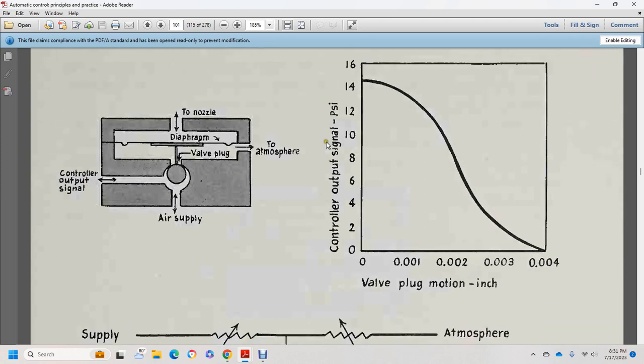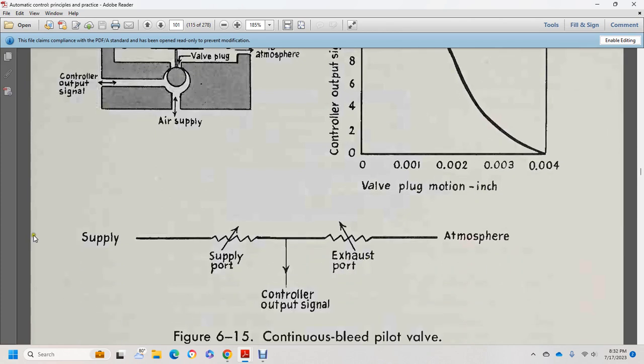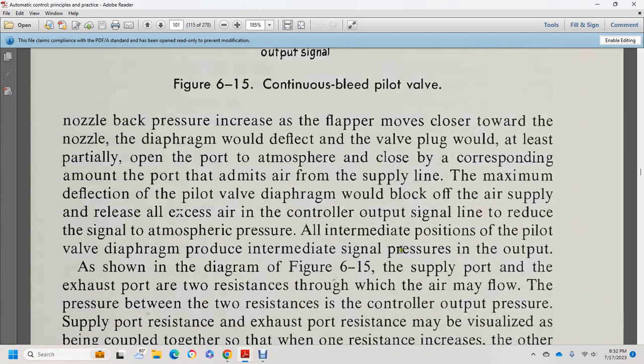Valve plug motion in inches versus controller signal in PSI. Supply, adjustable resistor, supply port to controller output. Also the exhaust port, adjustable resistor, atmosphere. Nozzle back pressure. Then, as the flapper moves to close the nozzle, the diaphragm would deflect with the valve plug.